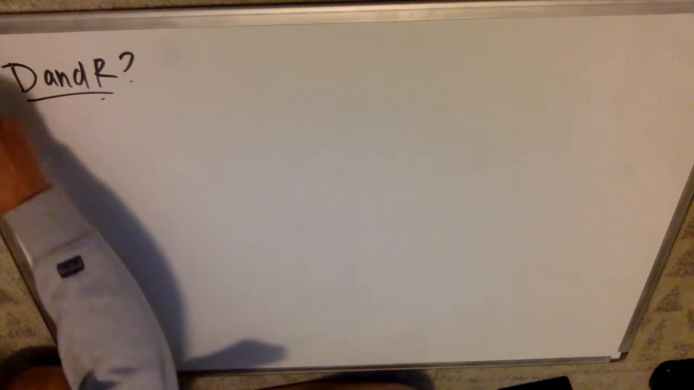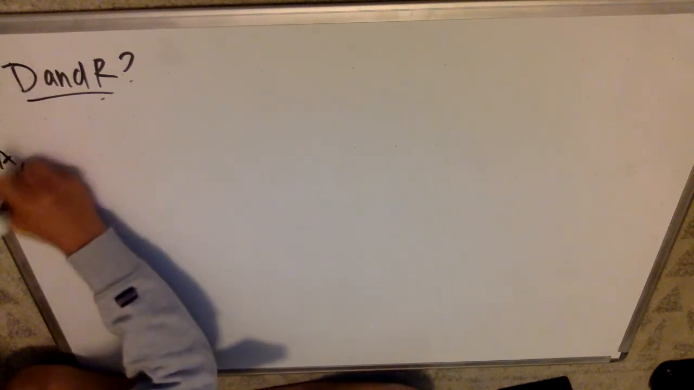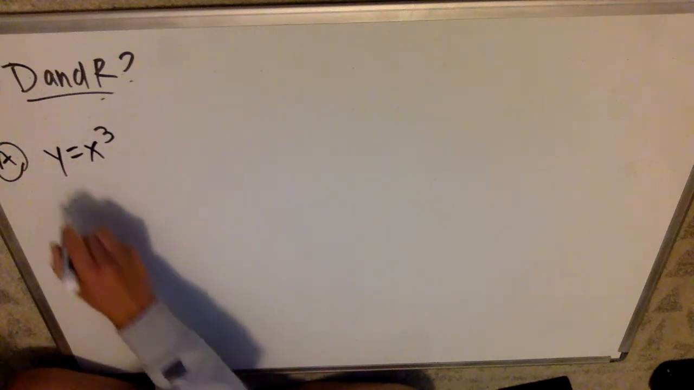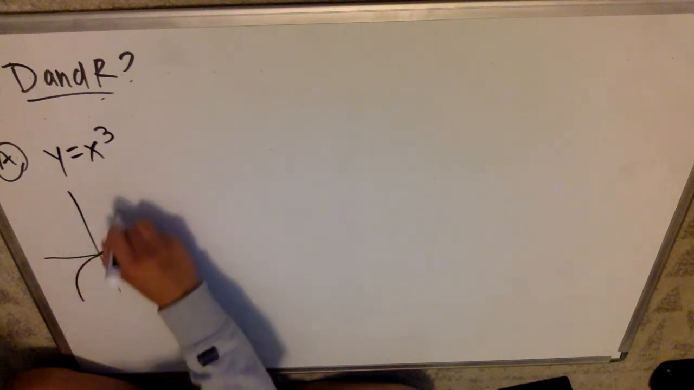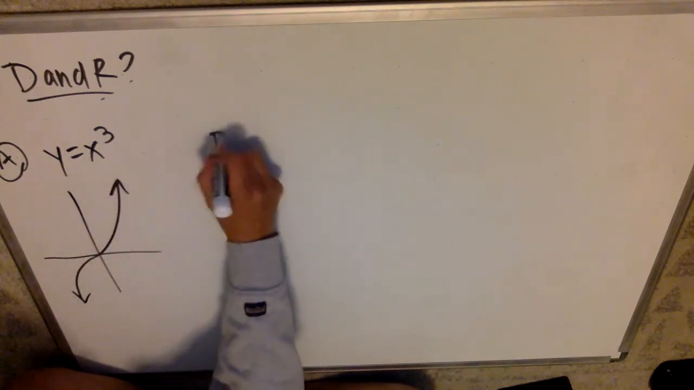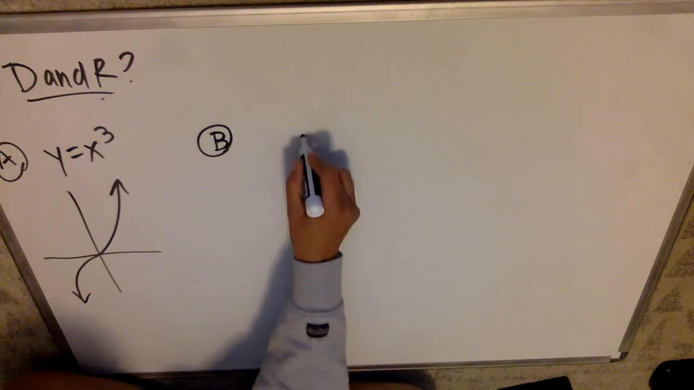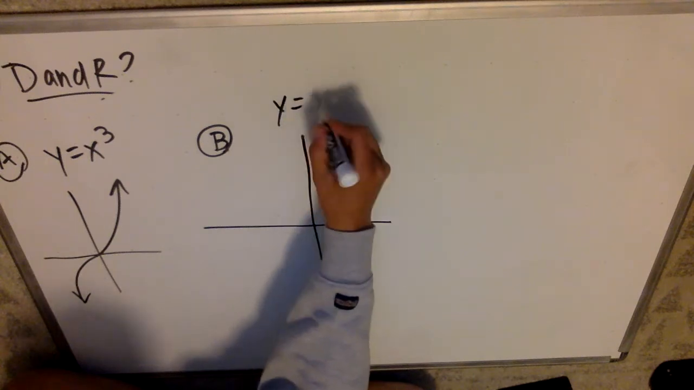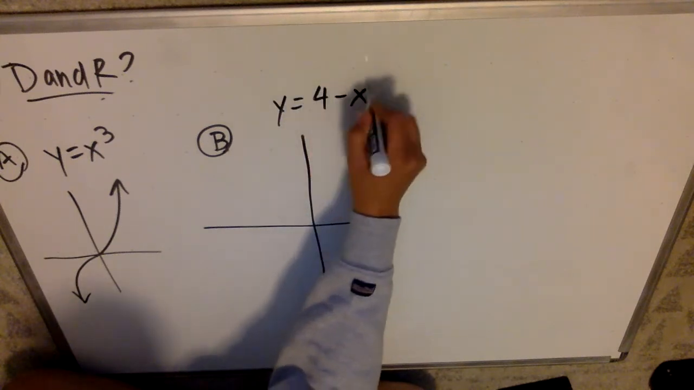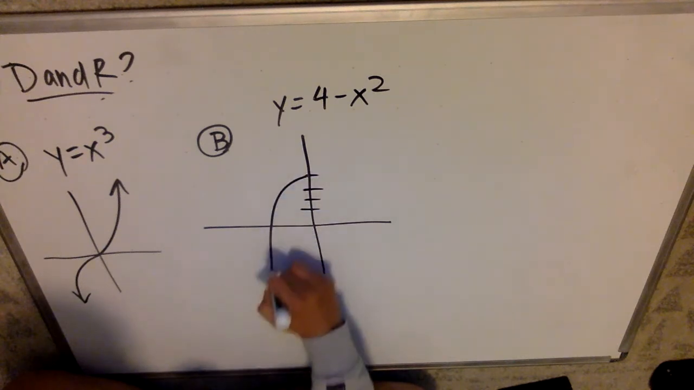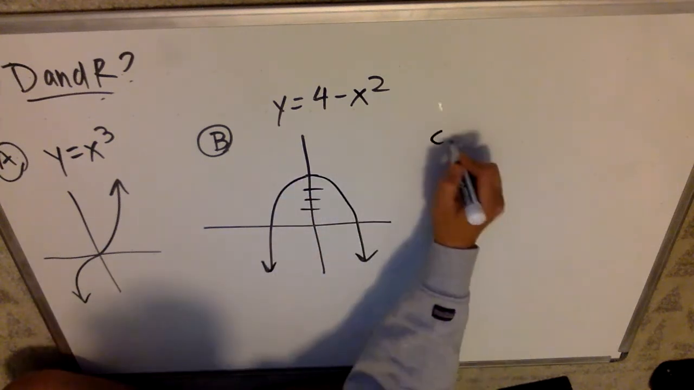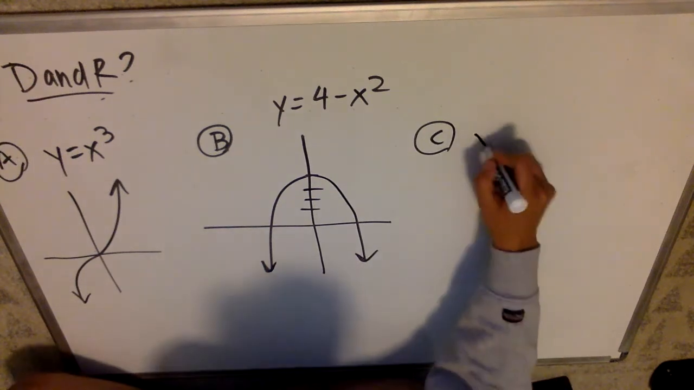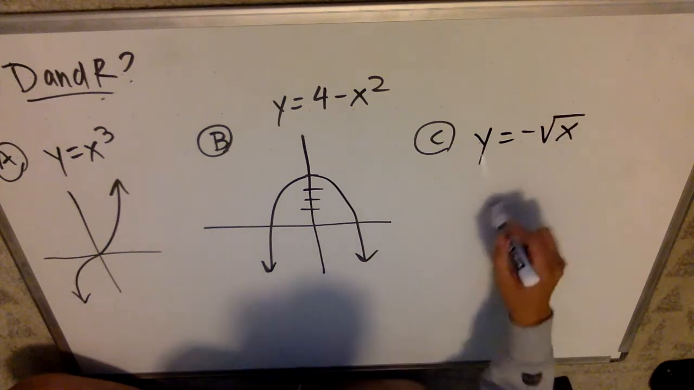All right. So P5. For A, I'm going to give you y equals x cubed. For B, I'm going to give you y equals 4 minus x squared. Close enough. And for C, I'm going to give you y equals the negative square root of x.